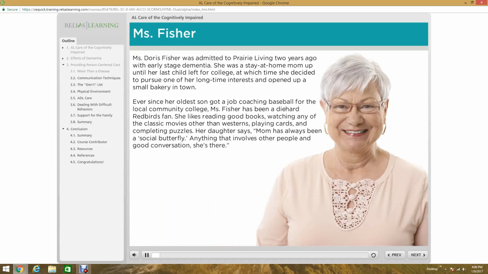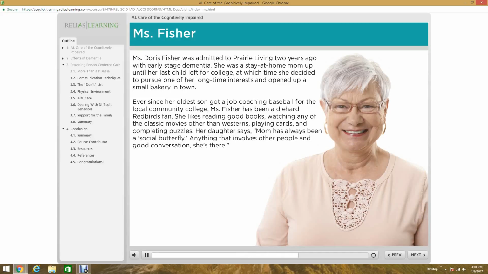Ms. Fisher. Ms. Doris Fisher was admitted to Prairie Living 2 years ago with early-stage dementia. She was a stay-at-home mom up until her last child left for college, at which time she decided to pursue one of her long-time interests and opened up a small bakery in town. Ever since her oldest son got a job coaching baseball for the local community college, Ms. Fisher has been a die-hard Redbirds fan.